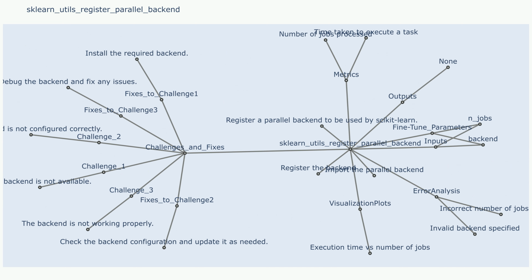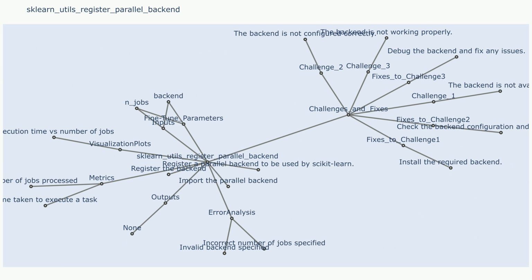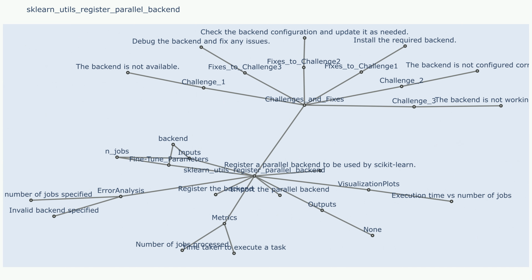Steps: call sklearn.utils.register_parallel_backend and provide the desired backend as an argument. The function updates the parallel backend attribute within scikit-learn's configuration. Subsequent operations that use parallel processing will utilize the registered backend.